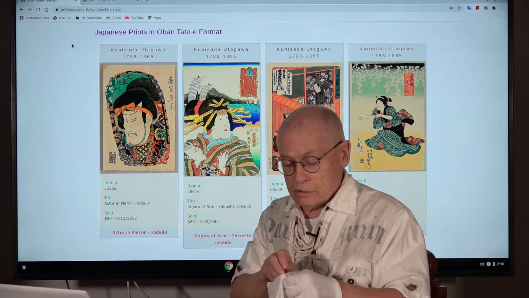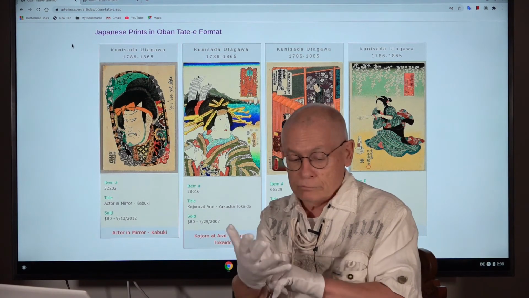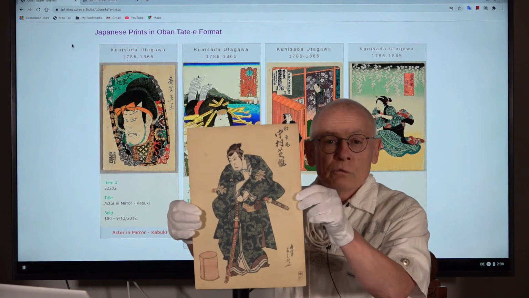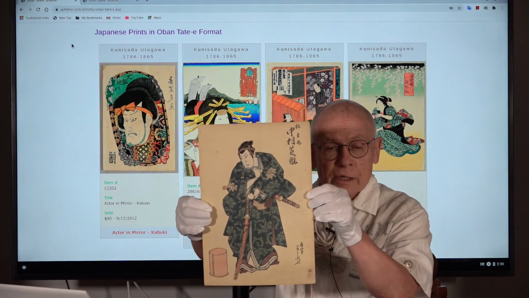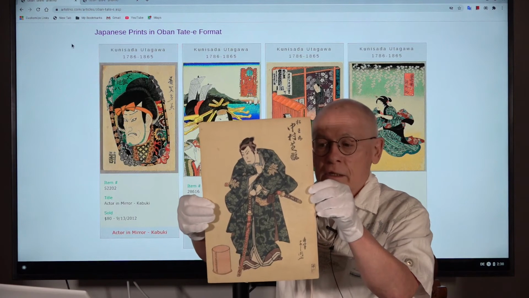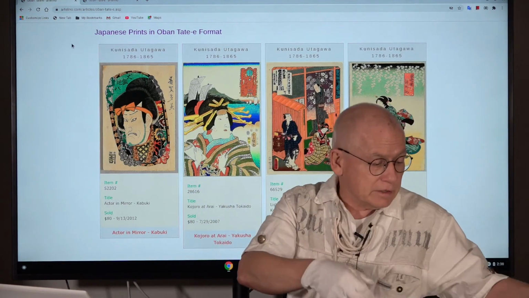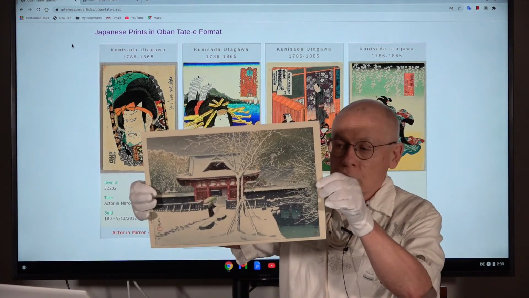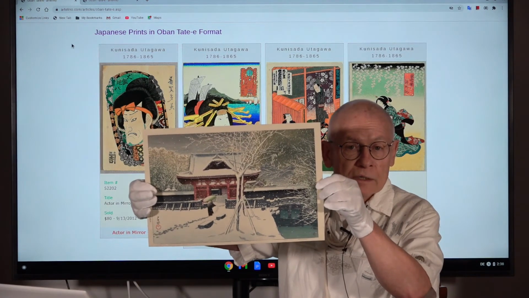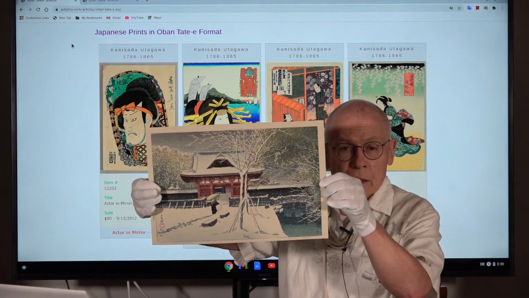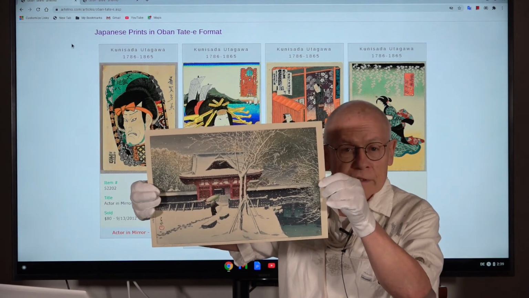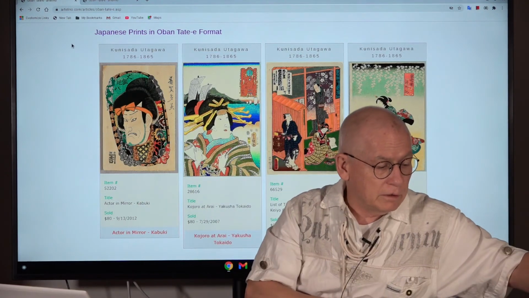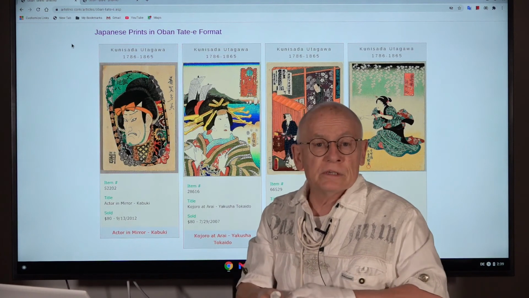I take gloves because these prints are quite valuable, very nice, very valuable. Well, this is a so-called Osaka print from the 19th century, and this is Oban tate-e. Let's now take an example for Oban yoko-e. This is, by the way, by Hasui Kawase, famous landscape printmaker of the first half of the 20th century, Shin-hanga art movement, and this is very valuable. They're wonderful prints.